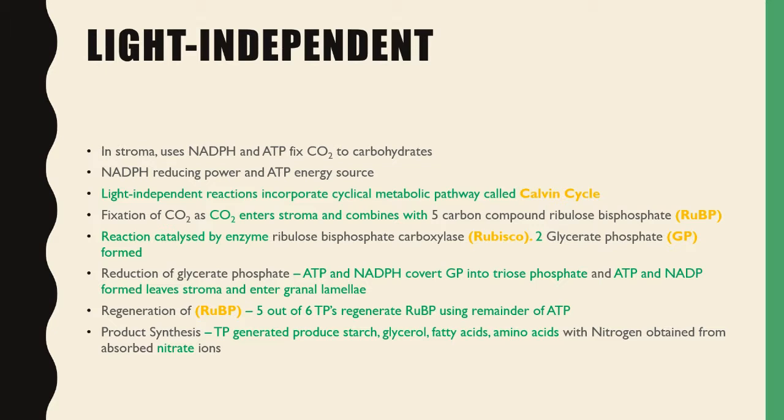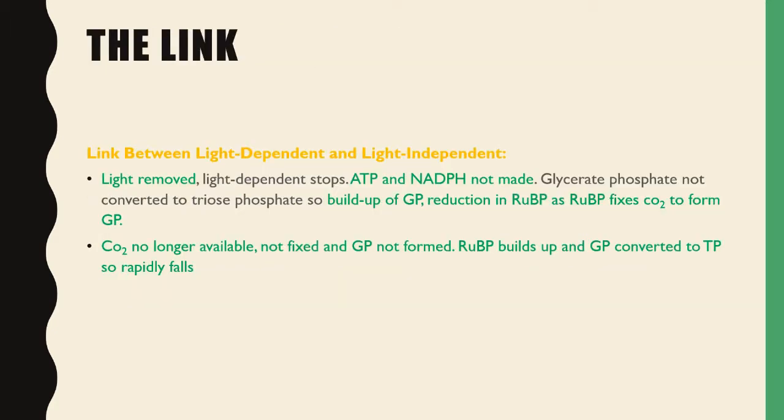So the product synthesis then, TP will be generated to produce starch, glycerol, fatty acids, and amino acids, with nitrogen being obtained from the absorbed nitrate ions as well. So just know that. So what is the actual link between the light dependent and light independent stage?